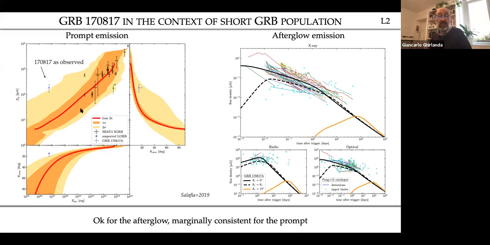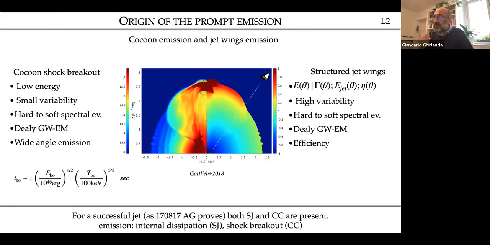Okay, so it's a hypothesis, but it could be a way, for instance, to solve this slight inconsistency in the position of the prompt emission of 1708-17 with respect to the other bursts, if interpreted as having a structured jet similar to the one of 1708-17. So the summary slide of this first part is the following.